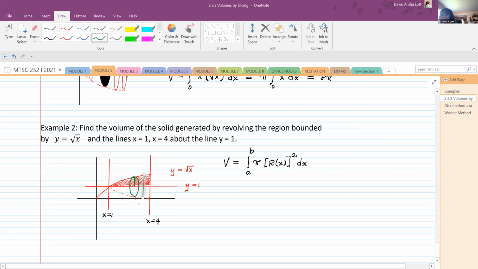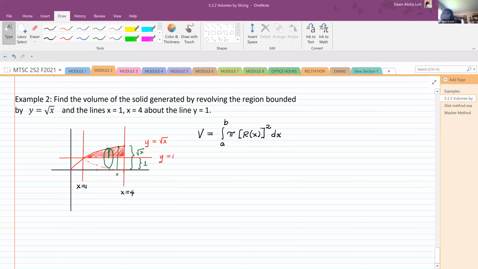So for any value of x, this height up here, right here, is the square root of x. So from here, all of this is the square root of x. But this little piece is 1. And I only want this much. So the radius says, take the big long piece, subtract off the short piece, and that will give me the little tiny piece inside the circle.